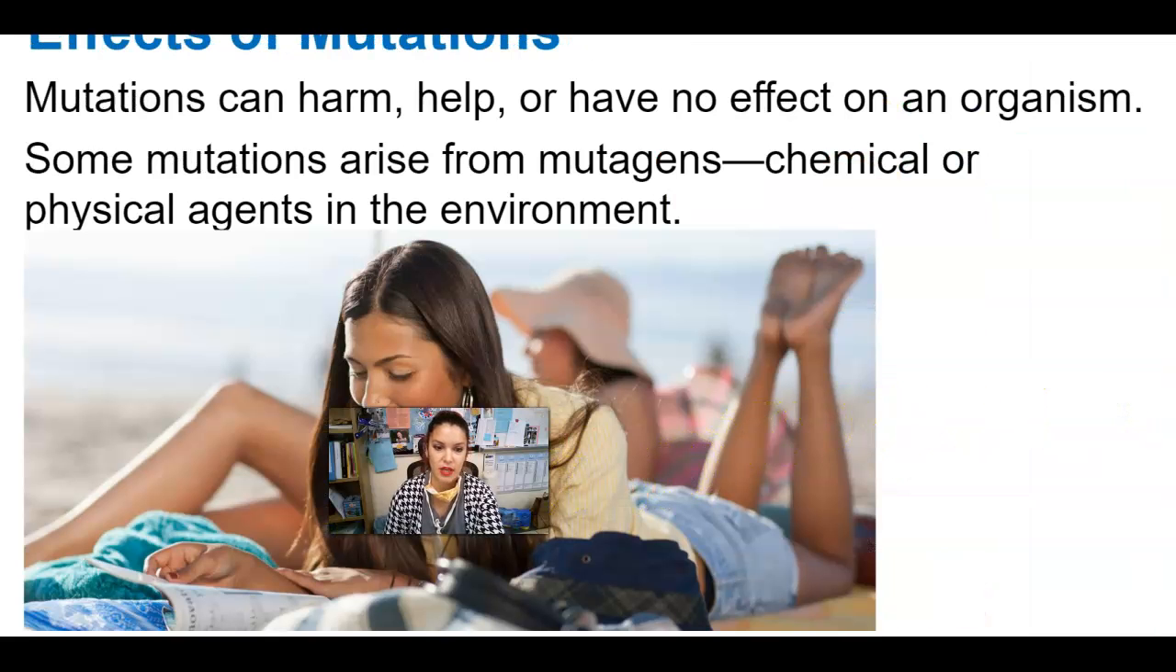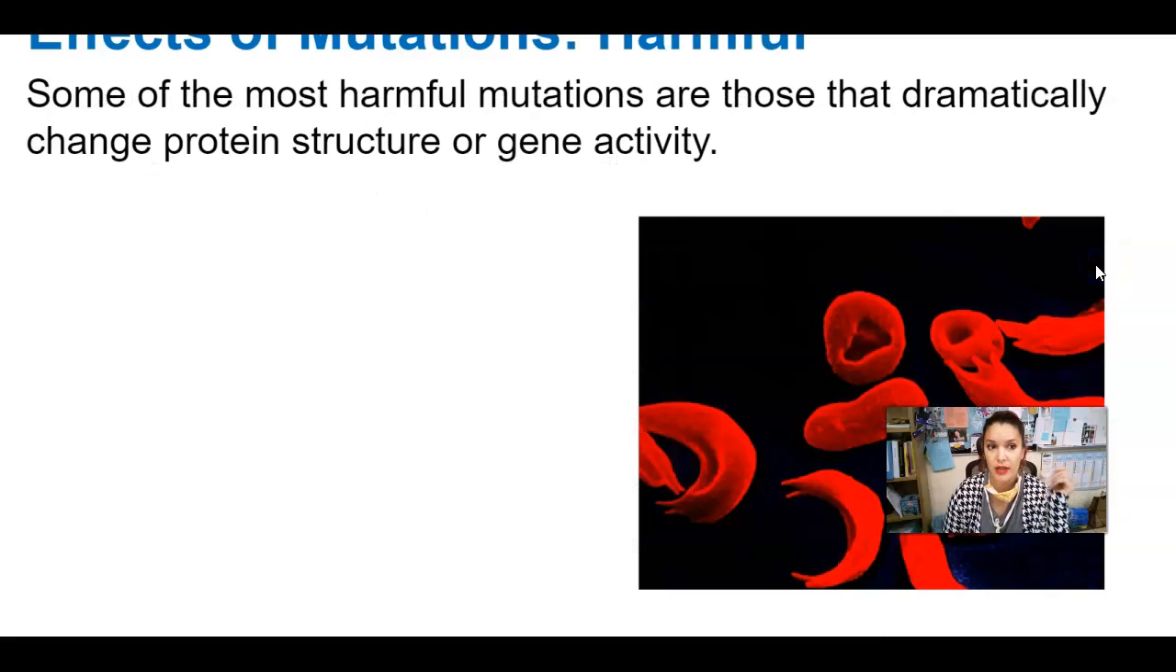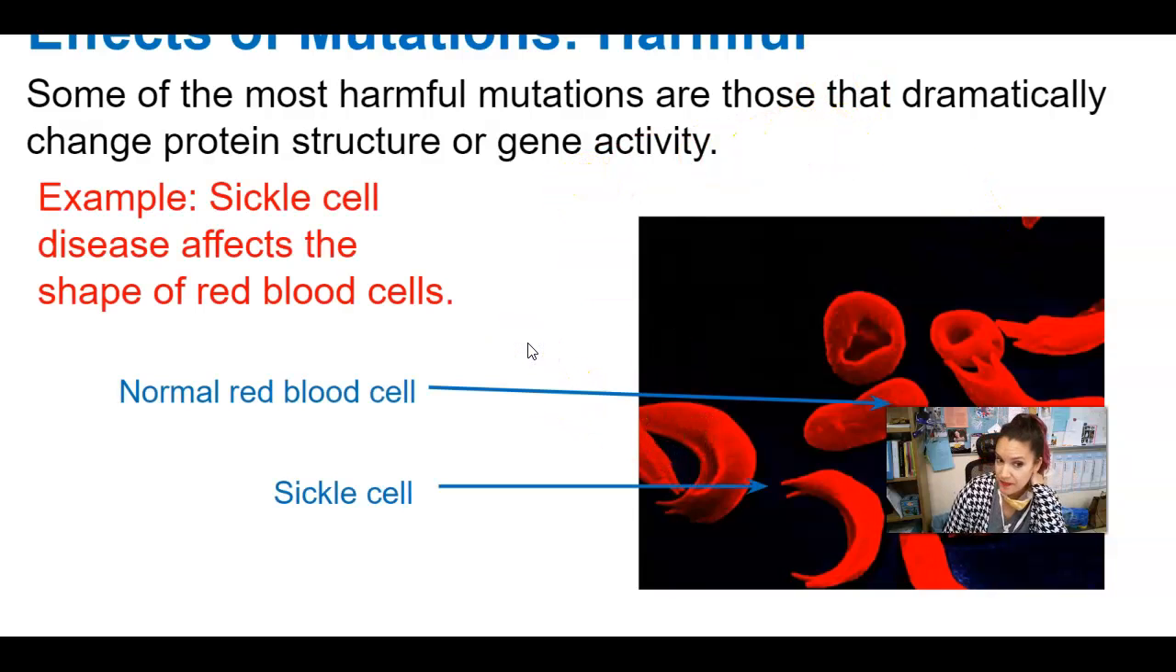The effects of mutations. Mutations can be helpful, actually, and they're not always harmful, or they can sometimes have no effect on an organism at all. Some mutations arise from mutagens, which are chemical or physical agents in the environment, like UV, for example, UVA, UVB. Some of the most harmful mutations are those that dramatically change protein structure and the gene's activities. This here is showing you sickle cell. So an example is sickle cell disease.